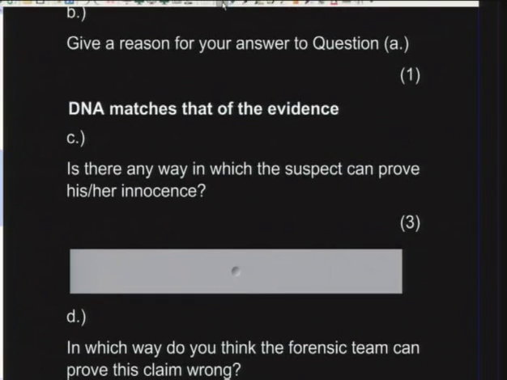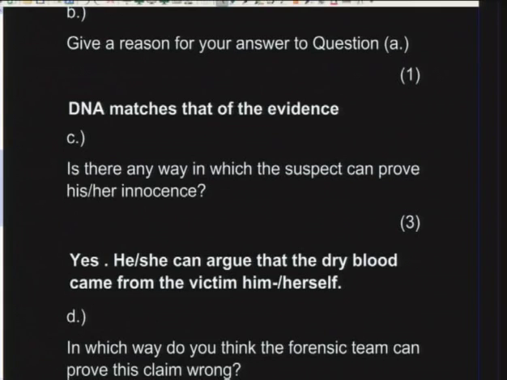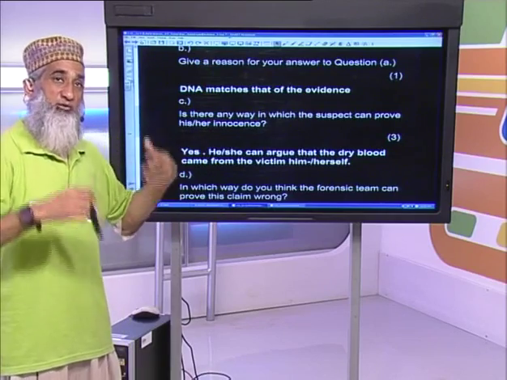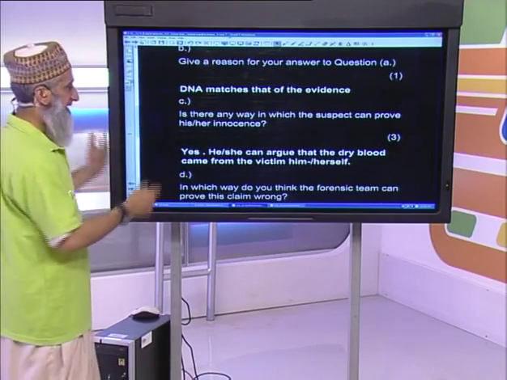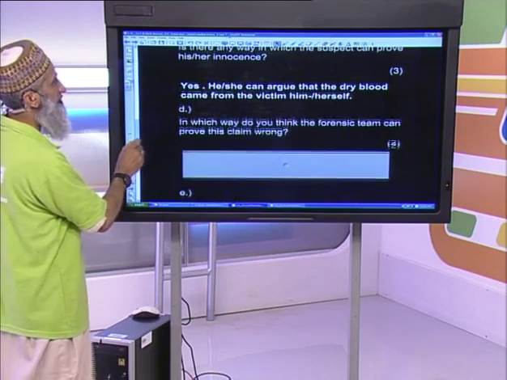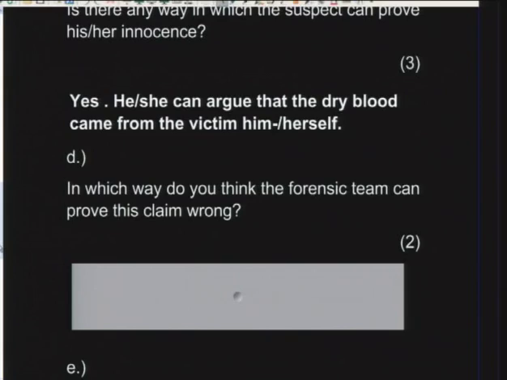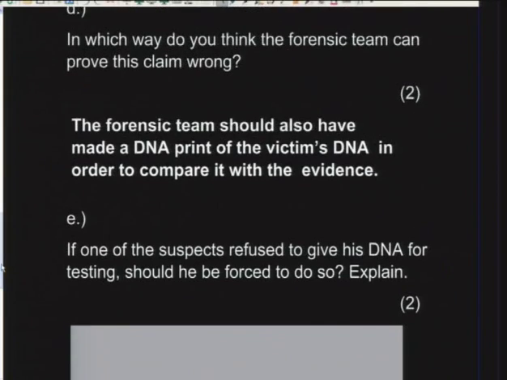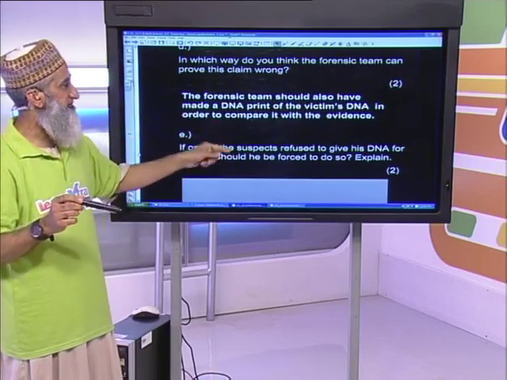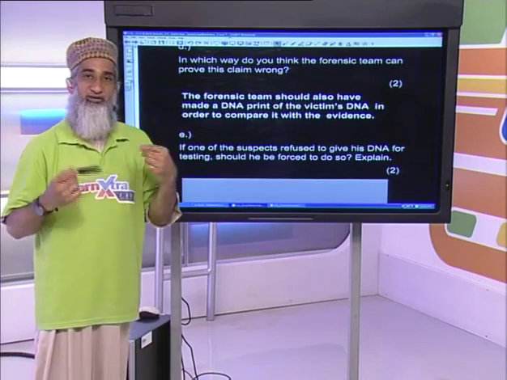Is there any way in which the suspect can prove his innocence? Yes, he can argue that the dry blood came from the victim himself or herself, that the dry blood was there and he used his blood and so on. And there's other ways that they can obviously talk about that. In which way do you think the forensic team can prove this claim wrong? Forensic team should also have made a DNA fingerprint of the victim in order to compare it with the evidence.